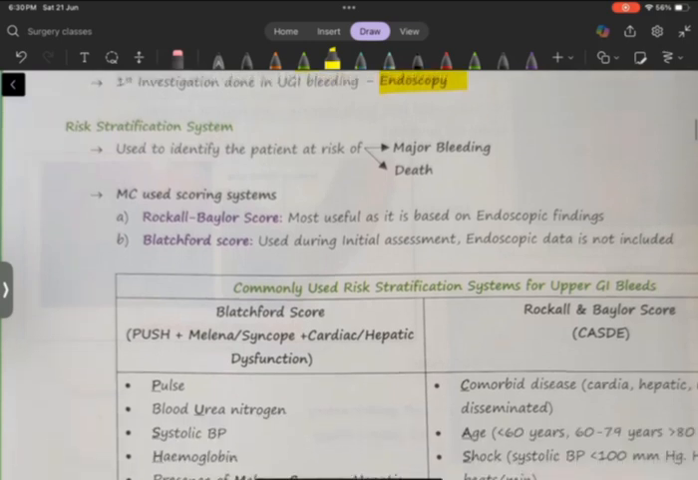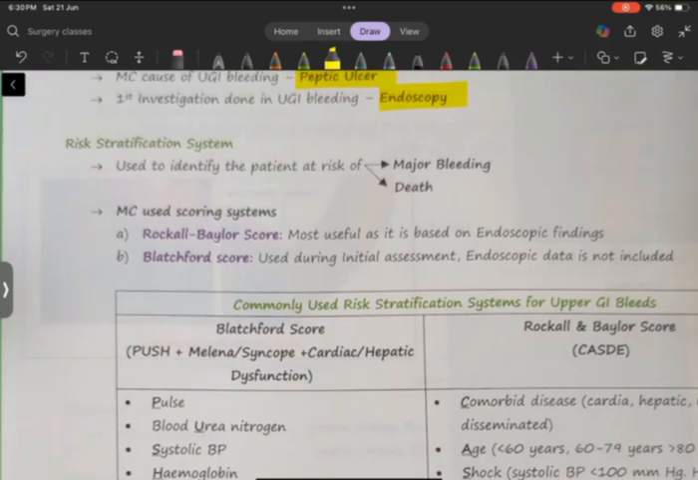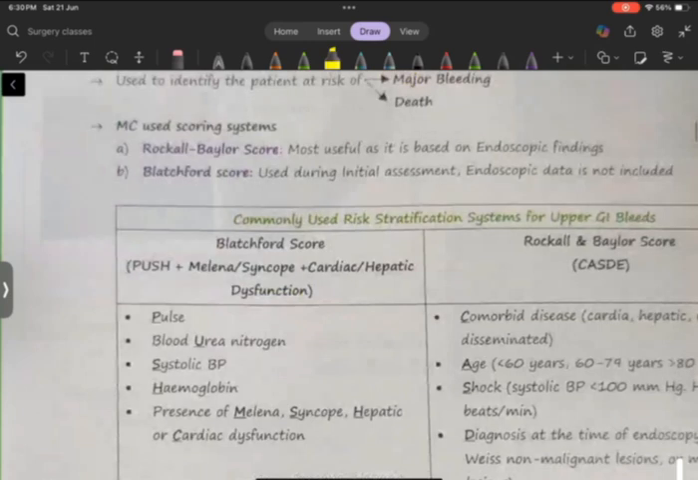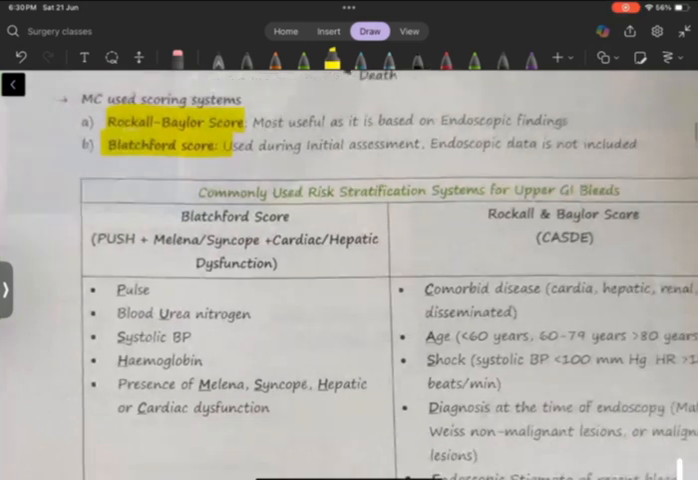So, there are certain risk stratification systems we use to assess the risk of upper GI bleeding, to identify if it is a major bleeding or not. Most commonly used scoring systems are the Rockall-Baylor score and the Blatchford score. These are not necessary to memorize; just know how we will classify which is major and which is minor.